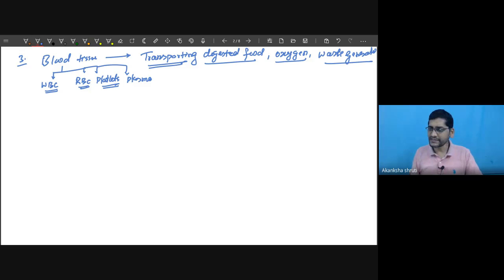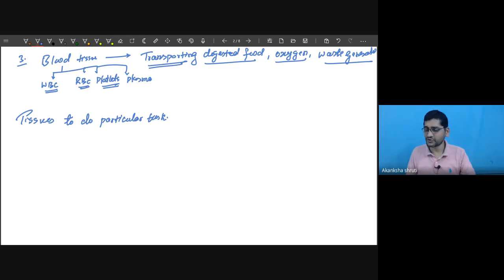So this way we are understanding that these tissues are there to do a specific task, a particular task. So what is the task a particular kind of tissue has to do, that you also have to keep in mind. So this is about the tissues.